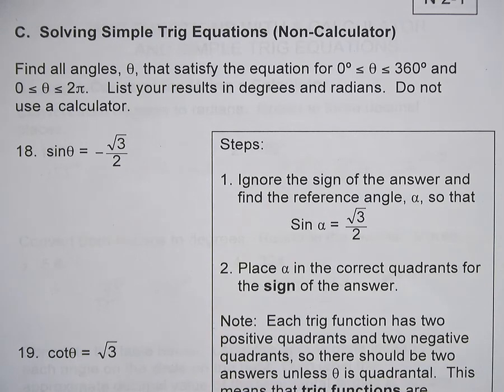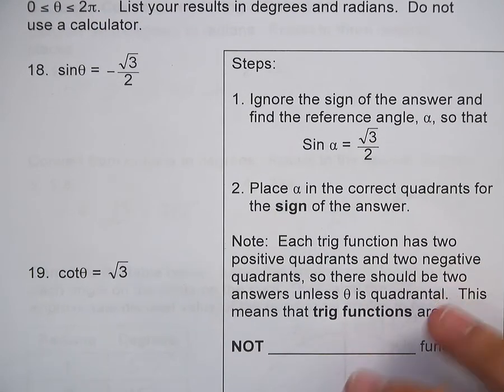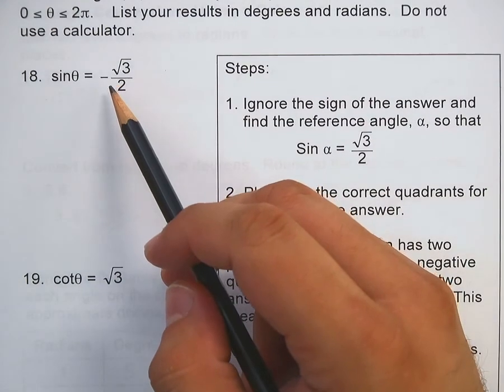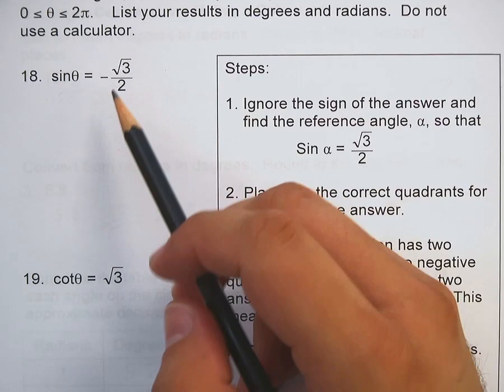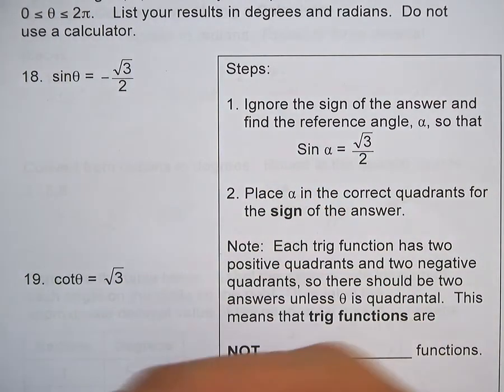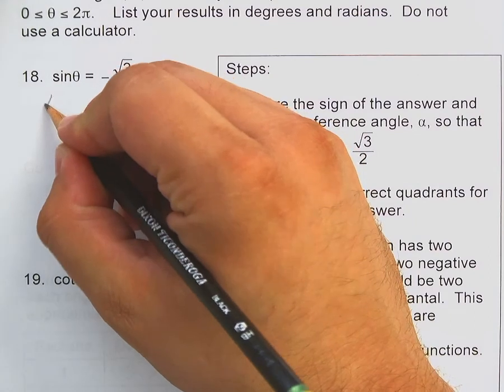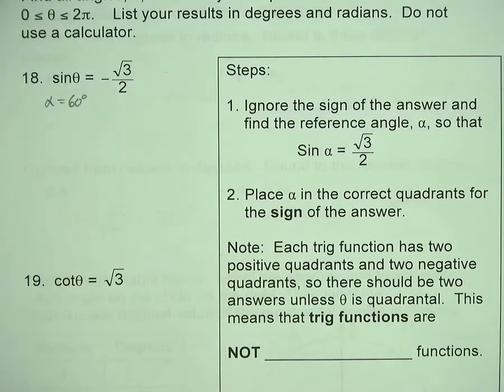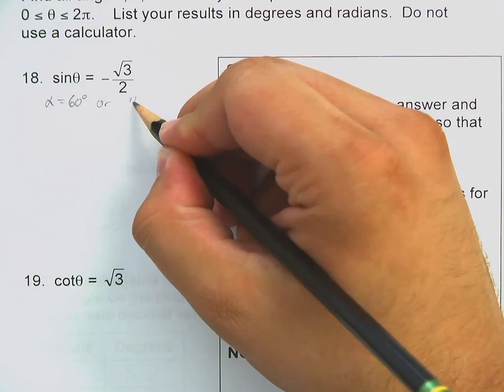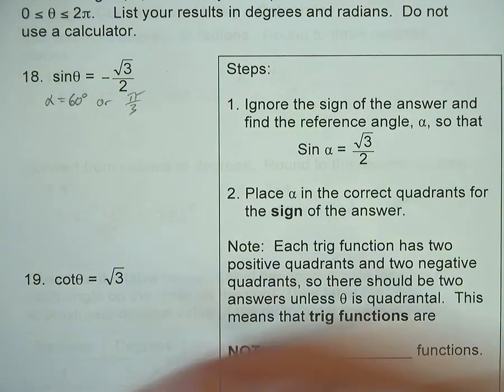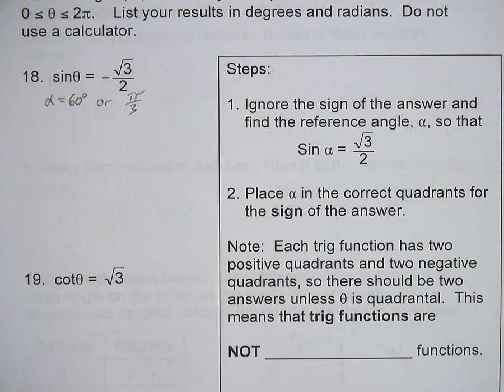Ooh, this is interesting. So I've got some steps here on the side. It says ignore the sign of the answer and find the reference angle alpha such that sine of alpha is 3 over 2. So for a moment, I'm going to ignore the fact that this is negative, and I'm just going to say, where is sine 3 over 2? Looking at your reference angle, your alpha here is 60 degrees, or pi over 3, if you want to do it in radians.